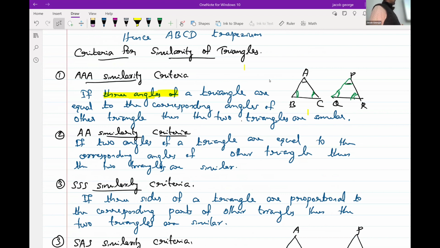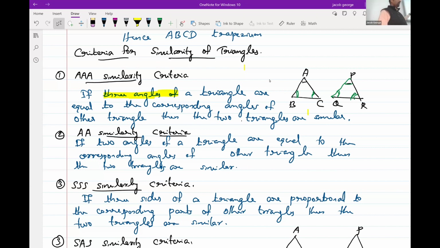First of all, we just understand it. If all 3 angles are equal in 2 triangles, the criteria is called the AAA similarity criteria. If 3 angles are equal, or 2 angles are equal, then the third angle also will be equal, because the third angle is 180 minus the sum of the other 2, right? So instead of using AAA similarity criteria, AA is also valid.